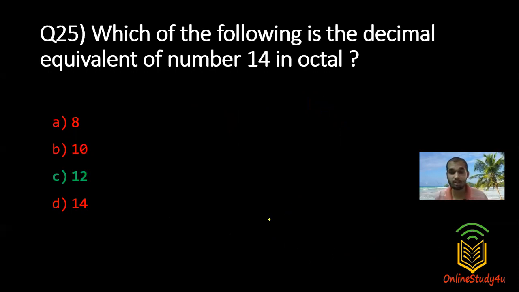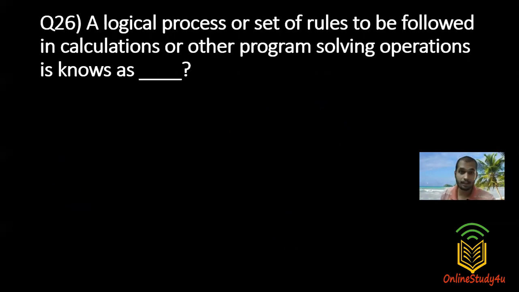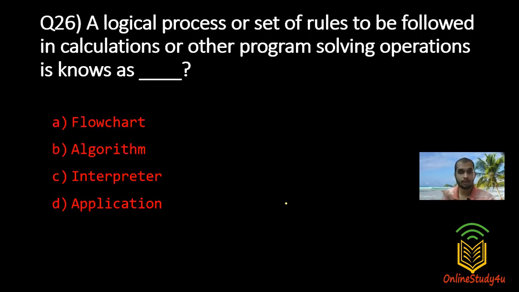Now let us go for the last question of the Tech Mahindra examination, and that is this. A logical process or a set of rules to be followed in calculations or other problem-solving operations is known as: option A, flowchart; option B, algorithm; option C, interpreter; option D, application. Whenever you are given a program or any calculation, you have to solve it. To solve it, you need a step-by-step procedure. You learned it in like third standard, fifth standard. An algorithm is a step-by-step procedure to solve a problem. That is why option B, algorithm, is the answer for this question.